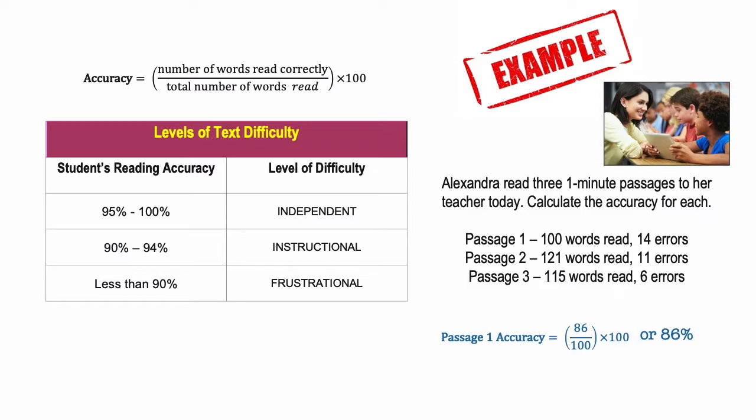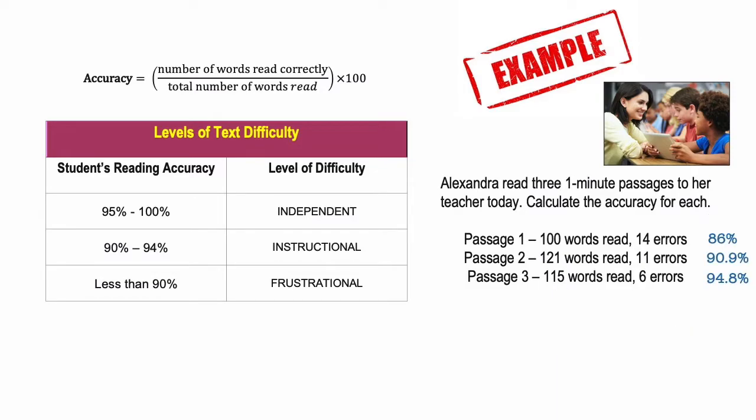So for passage 1, Alexandra read a total of 100 words, but made 14 errors. If we subtract the errors, that leaves 86 words read correctly. As a percentage, her accuracy for this passage was 86%. Repeat those steps to get her accuracy for the other passages shown here. Now we can decide which passages are appropriate for Alexandra to continue to practice reading.